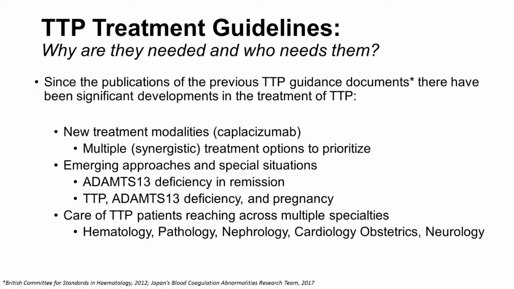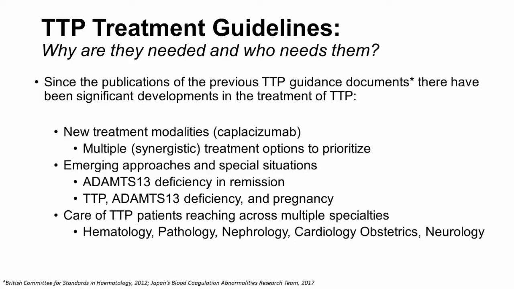There are emerging approaches and special situations that may require additional specialized care or expertise. And this includes ADAMTS13 deficiency in remission in a patient with a prior diagnosis of TTP, as well as a very increasing issue of TTP, ADAMTS13 deficiency in pregnancy, in a woman who wants to get pregnant or who already is pregnant. And there are certainly some relevant issues that need to be discussed and addressed.